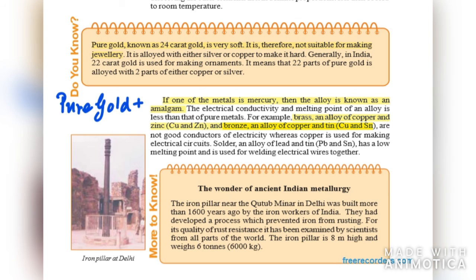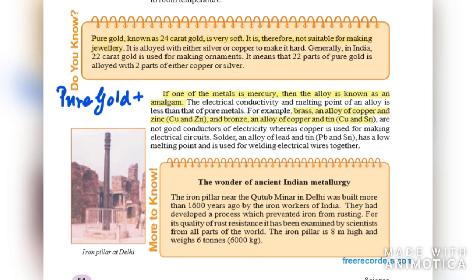If we are using pure copper, then it is a better conductor of electricity and can be used in electrical circuits. So it is better to change the properties of these metals by making alloys for better use. So that's all in chapter 3.